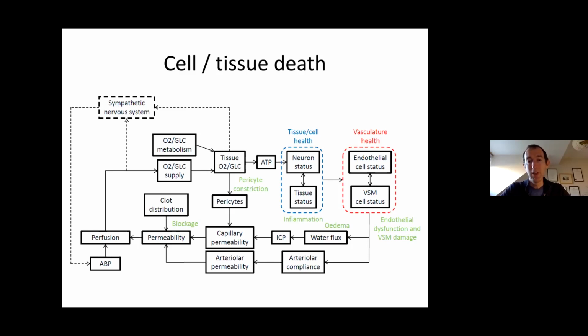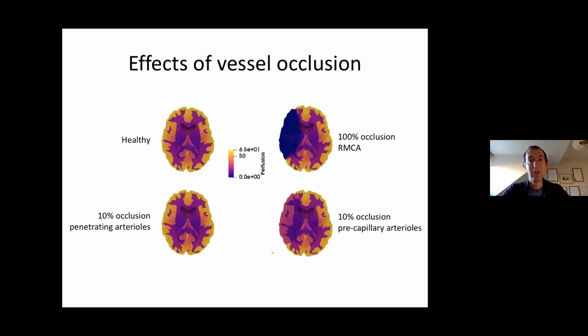So we start very simply by looking at the effects of vessel occlusion. On the top left, I've got a healthy brain. This is just a slice. I should emphasize these are all 3D simulations. It's just for ease of plotting. Often we just plot a 2D slice to make it easier to look at. So again, we've got our perfusion. This looks very similar to what we had before, but with different colors. So the perfusion in the gray matter and the white matter is quite different.